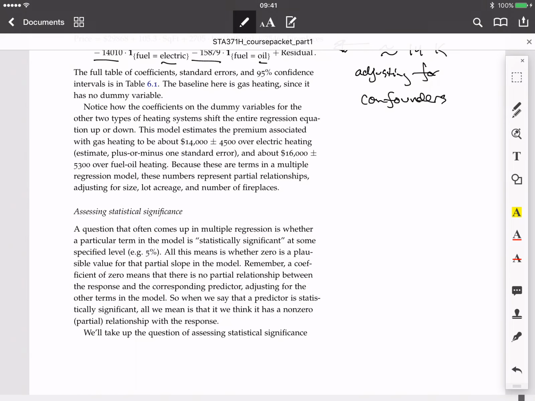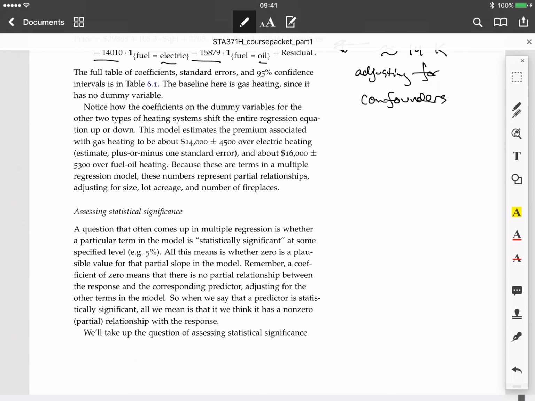Finally, a question that often comes up when we're talking about multiple regression is to ask whether some particular term is statistically significant at a specified level, like 5%. And all statistically significant means in this context is whether 0 is a plausible value for that partial slope in the multiple regression model. Remember, a coefficient of 0 means no partial relationship between the response and the predictor once we adjust for the other terms in the model. And so when we say that a predictor is statistically significant, all that we mean is that we think it has some non-zero partial relationship with the response.